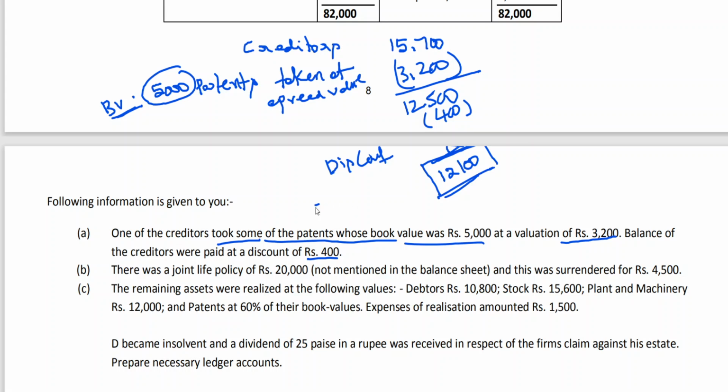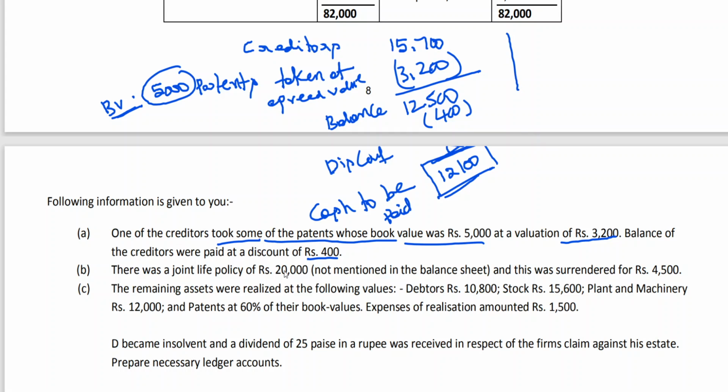That means how much cash is to be paid to creditors? 12,100. Is this clear to all of you? So creditors we need to pay 15,700. But one of the creditors has taken patents of 5,000 book value at an agreed value of 3,200. That means this is the balance due to creditors to be paid, and on that balance, when you are making payment, the creditors have given 400 rupees discount. That means cash to be paid is 12,100. This is about the creditors. Clear to all of you?